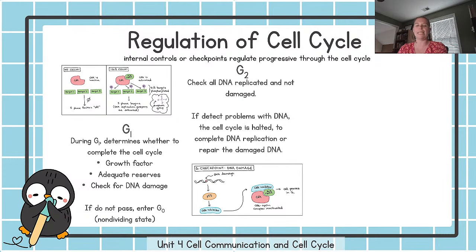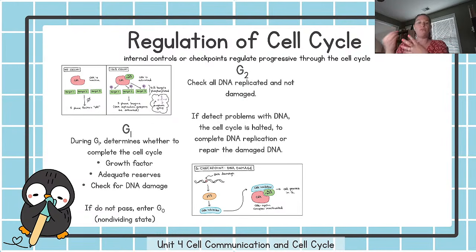So someone says, what's CDK? CDK is cyclin-dependent kinase. It's a protein that stays at a constant level. And as you go through G1, S, and G2, the cyclin level is going to increase until we get to a certain point. And then the cyclin-dependent kinase will start to work.